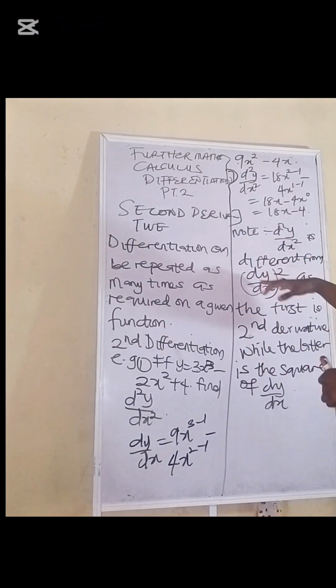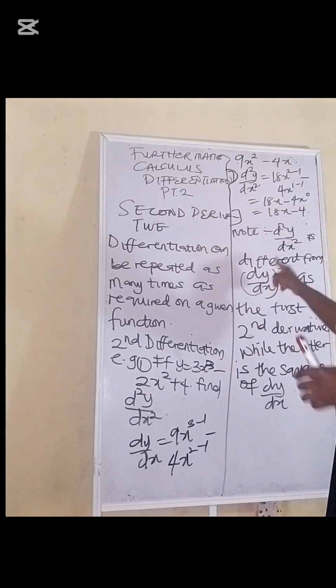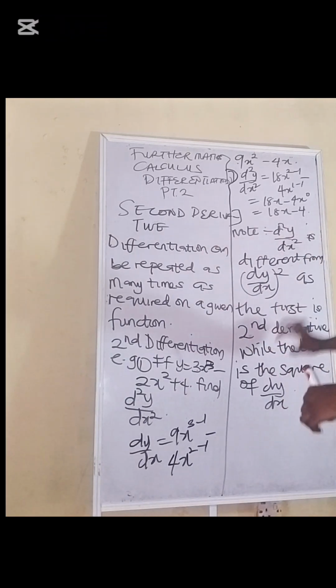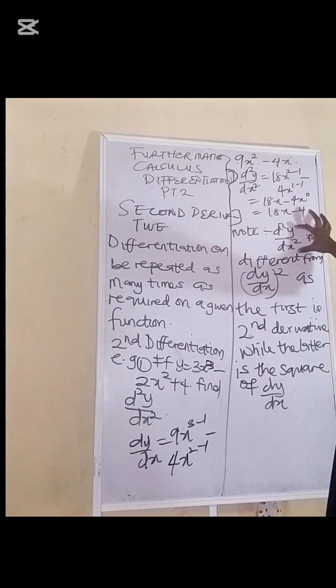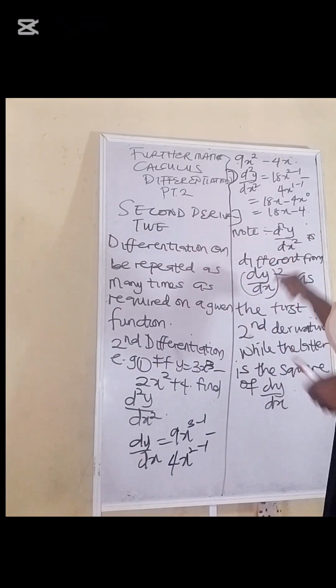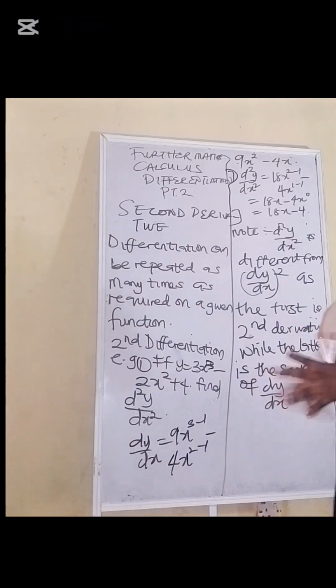Now I said, note, d²y/dx² is different from (dy/dx) all squared. You know why? It's because the first one is the second derivative. Whereas (dy/dx)² is the square of dy/dx. So they are different, you understand? This one is the square of dy/dx, but this one is the second derivative. So these are the differences, you understand? So don't mix them up.